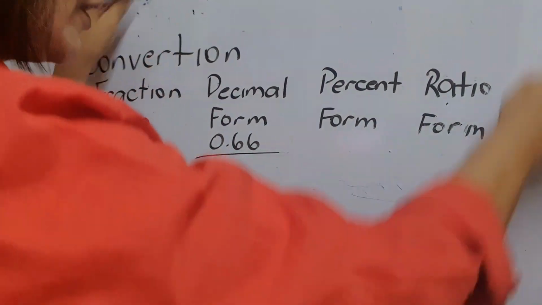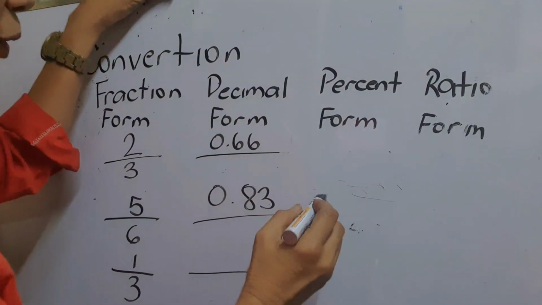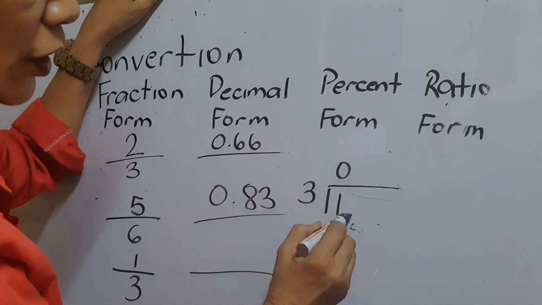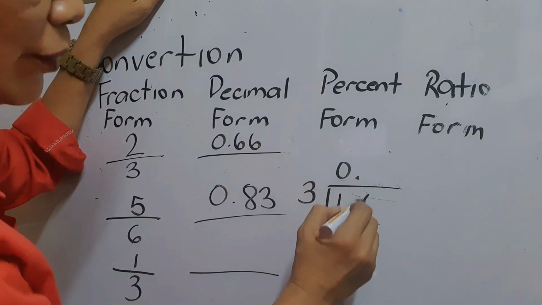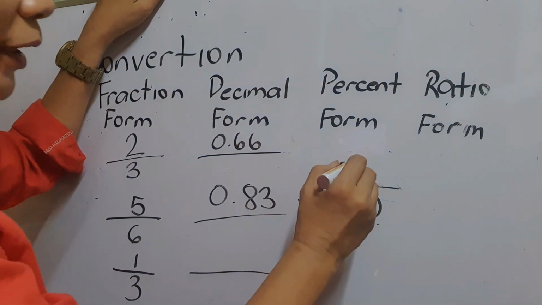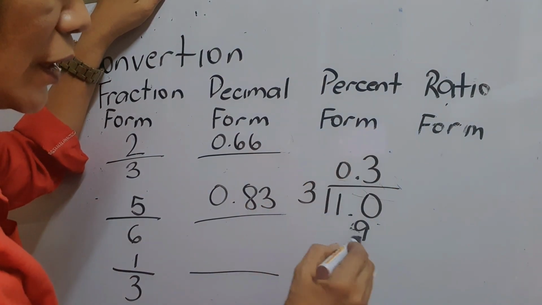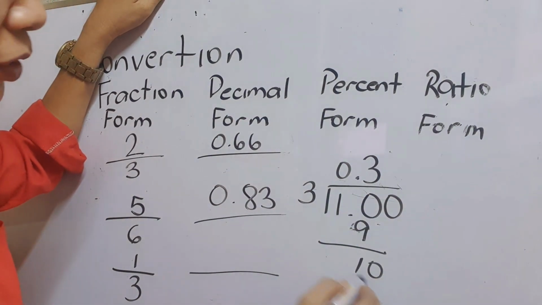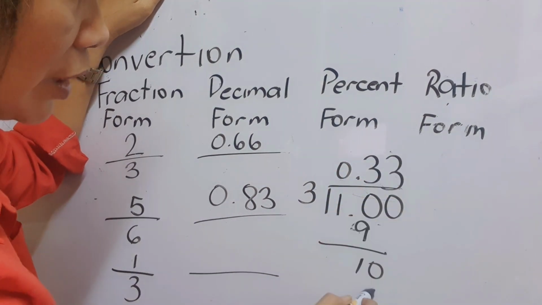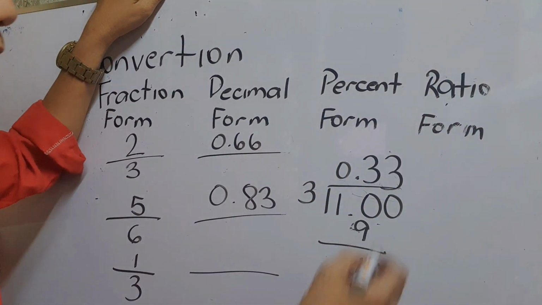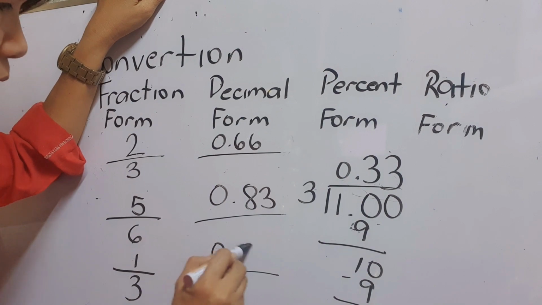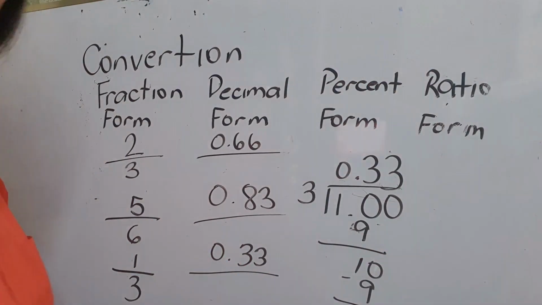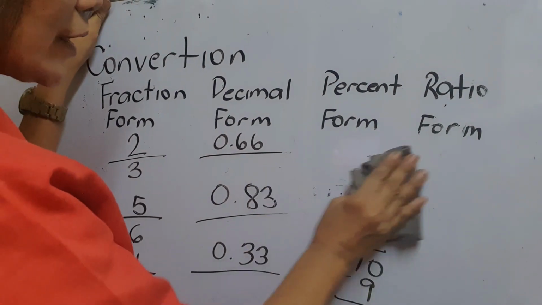Okay? So, 1/3. We have 1 divided by 3. Wala. Okay? Lagay tayong decimal point. So, 10. Sa 10, ilan ng 3? We have 3. 3 times 3 is 9. 10 minus 9 is 1. Dagdag tayo ng isang 0. 10 divided by 3 is 3. So, 3 times 3 is 9. Okay? So, ayan. So, 0.33. Okay? Now, tingnan natin ngayon dito sa isa.